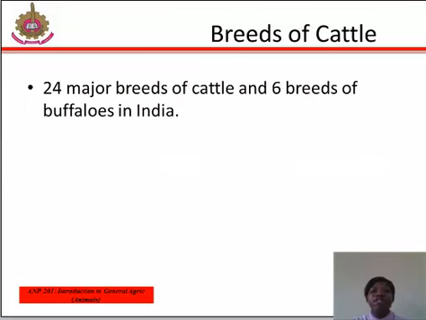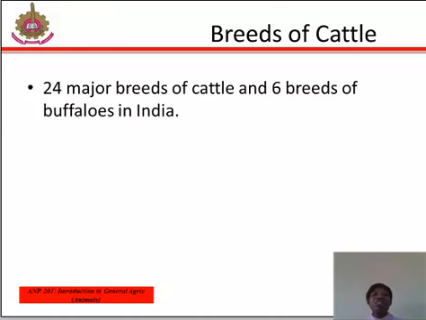We have over 24 major breeds of cattle and 6 breeds of buffaloes in India. These can either adapt themselves to local conditions or conditions throughout the country. The important breeds of Indian cattle for different purposes are milch breeds, which are Deoni, Red Sindhi, and etc. We have draught breeds. We have general utility breeds.